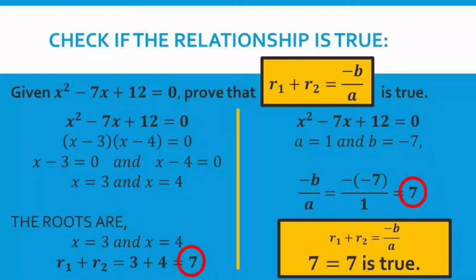Here, we can clearly see that the value of R1 plus R2 and the value of negative B over A is just the same. 7 is equal to 7 is true.